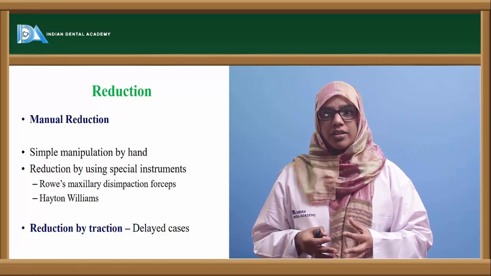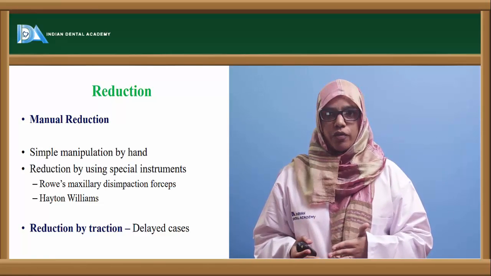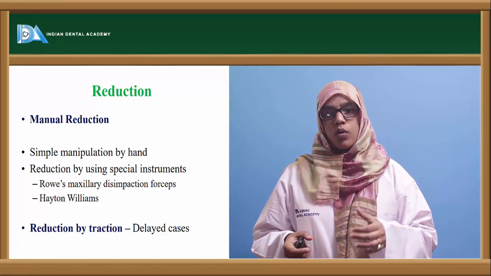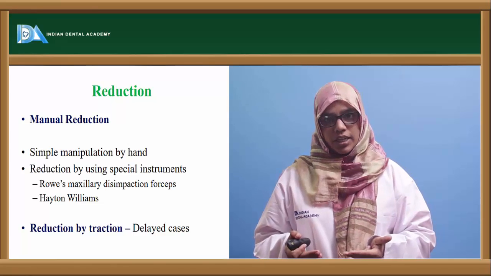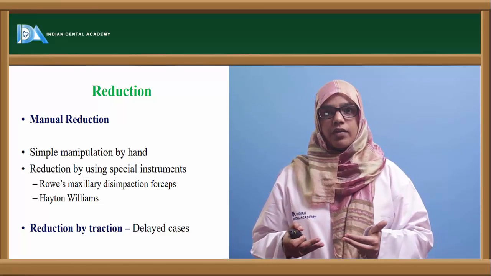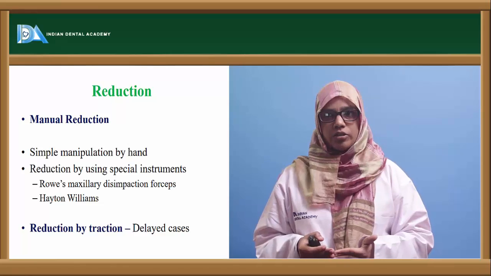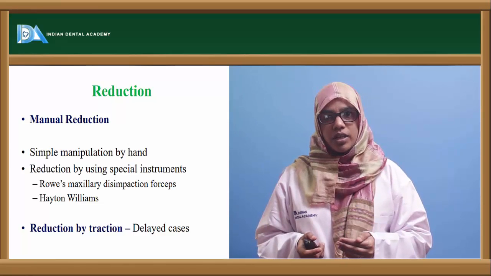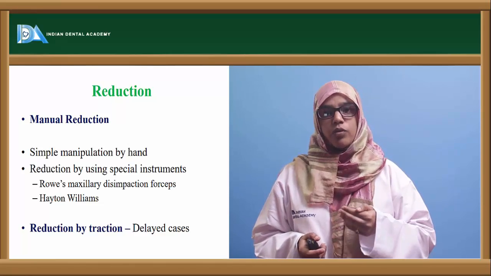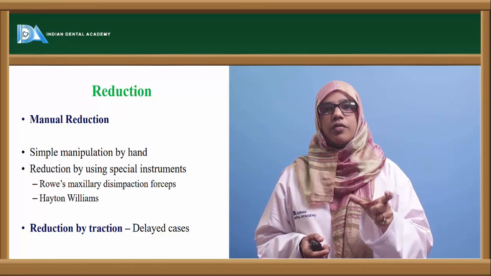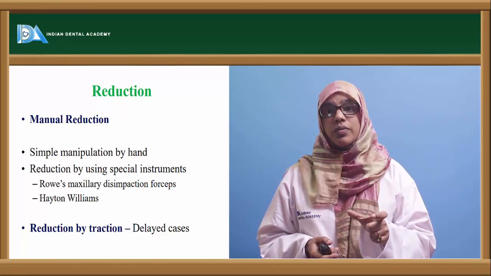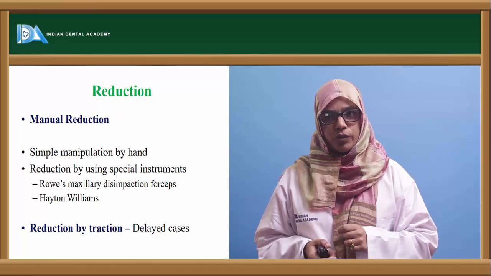Now, Rowe's maxillary disimpaction forceps, they are paired forceps. They have two beaks. One beak goes inside the oral cavity and the other beak goes inside the nasal cavity, and you mobilize and reduce the fracture. Hayton-Williams forceps is a single forceps which actually holds the maxilla circumferentially. It is used in case where there is a mid-palatal split to reduce it.